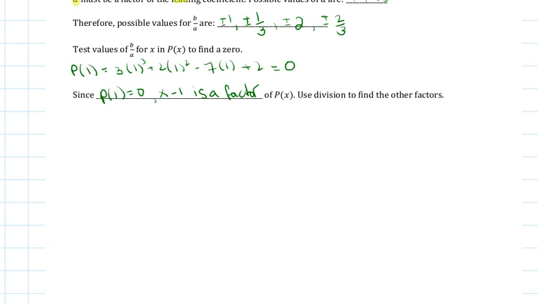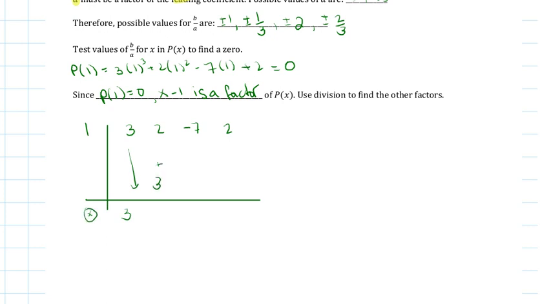Now, since I found that the factor is x minus 1, then I can do synthetic division here. And it's going to be 1 here, and then 3, 2, negative 7, and 2. 3 times 1 is 3, adding, so that's a 5. 5 times 1 is 5, add, that's a negative 2. Negative 2 times 1 is negative 2, add, that's a 0.